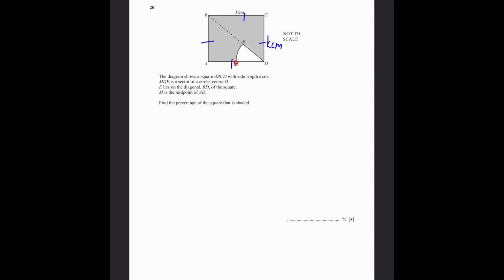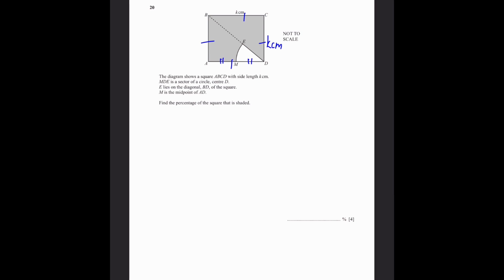MDE, which is this sector, is a sector of a circle with center D. So it's a part of a circle like that. E lies on the diagonal BD of the square. This is the diagonal of the square. M is the midpoint of AD. That means AM is equal to MD. We can write it like this. Find the percentage of the square that is shaded. So it's this shaded area excluding the sector of the circle.